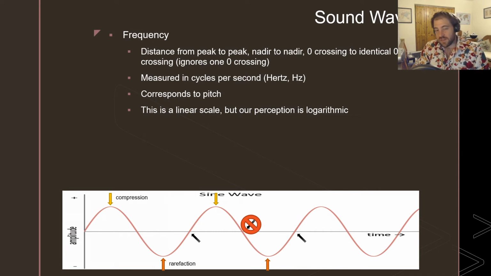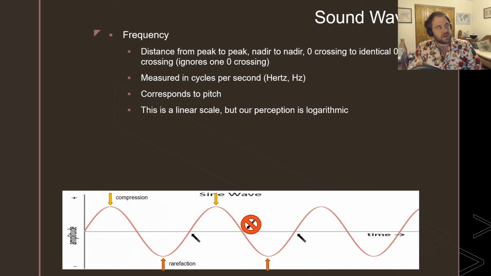So we also call that cycles per second. A cycle is just one wave, the cycle of one wave, and it's measured in hertz. That's just what cycles per second is, which is abbreviated as Hz. It's really important to note that frequency is a linear scale, but our perception of frequency is not linear.